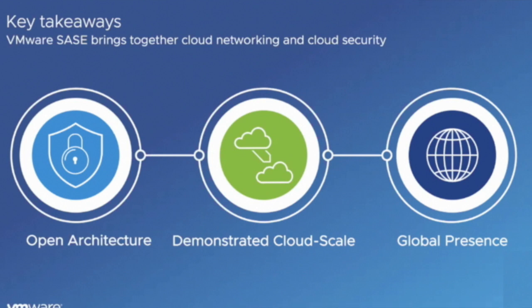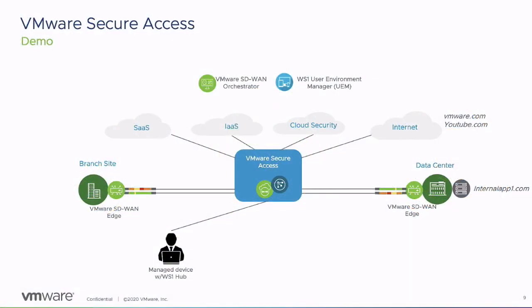Just to give a little bit of a preface to how the demo topology is set up: the VMware Secure Access service is running in a POP, and I have a Workspace ONE device which is managed. It's connected to the nearest POP. Obviously this is a demo, which is the reason I have a single POP.